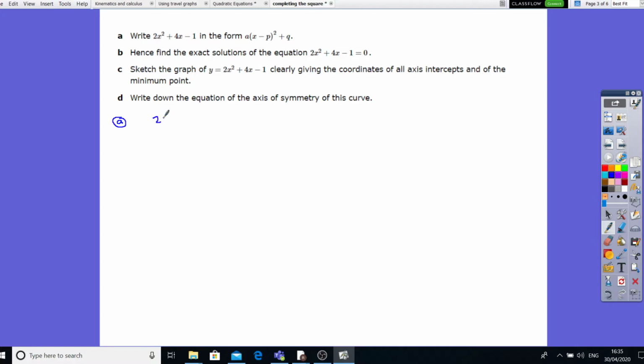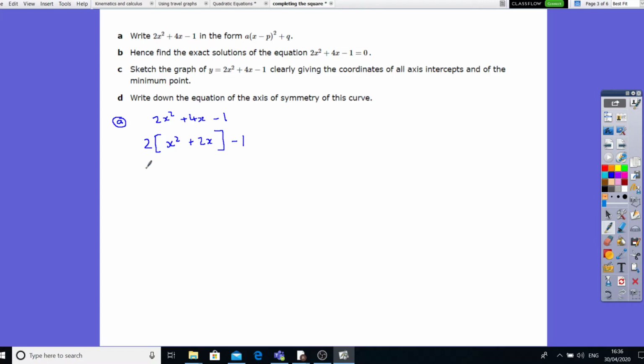Let's write this out: 2x squared plus 4x minus 1. The coefficient of x squared is not 1, so we need to take the 2 out for the moment. Put the 2 outside, introduce square brackets, and that becomes x squared plus 2x, then bring the square brackets back. If I expanded this out, I'd end up with 2x squared plus 4x minus 1.